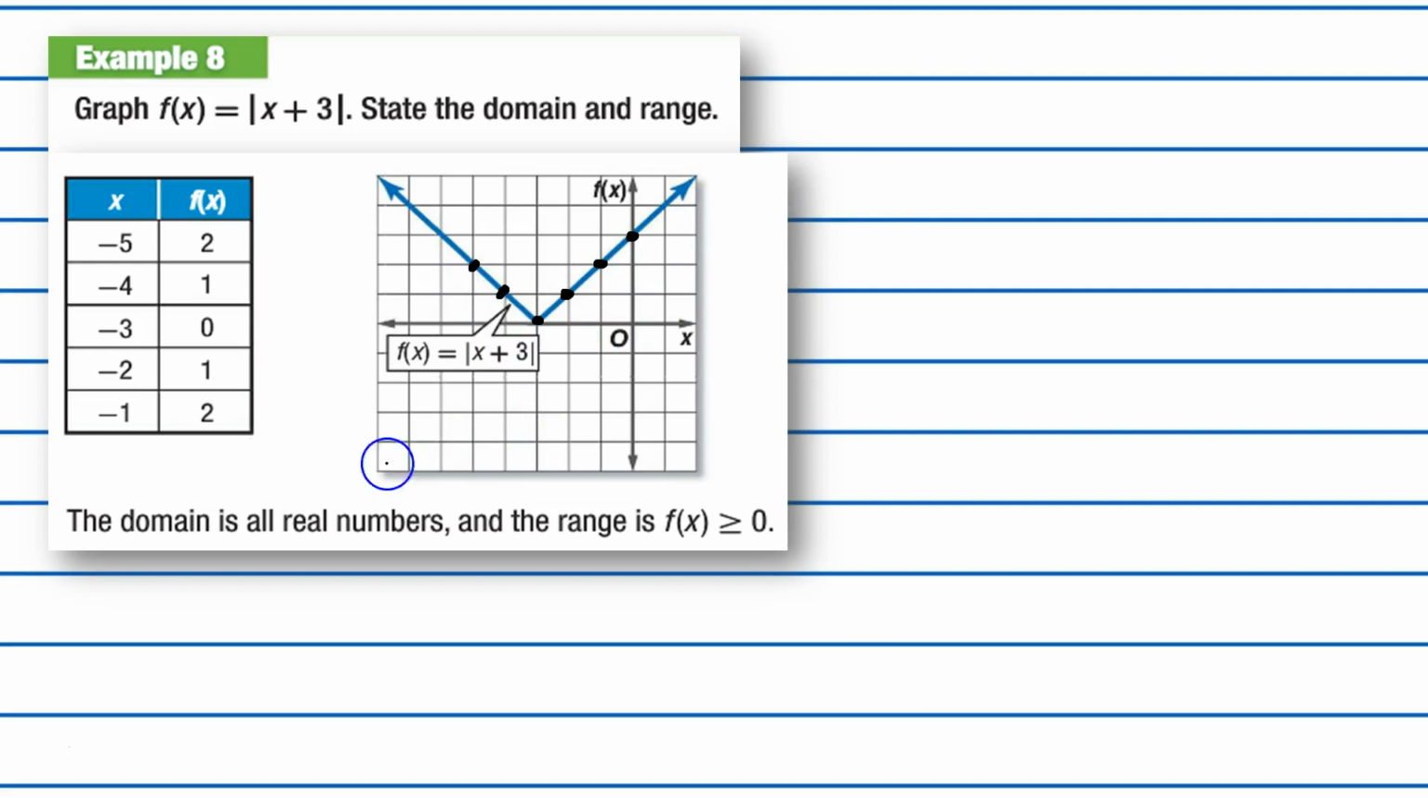And as you can see here, the domain is all real numbers. Remember, the domain is when we're talking about our x's. So there's no limit to our x's. They can keep on going infinitely. And then the range is as long as f of x is greater than or equal to 0, because it won't go any lower than 0. So it has to be greater than or equal to, but it can still include 0. So that's why that's there. And that's it.